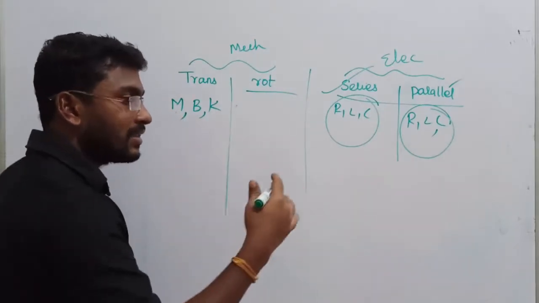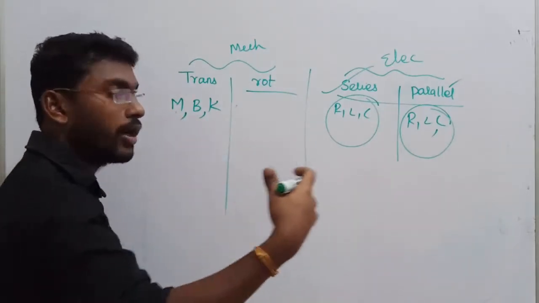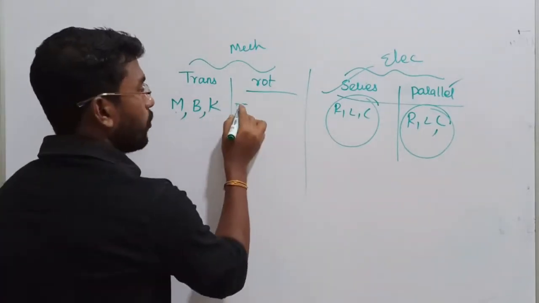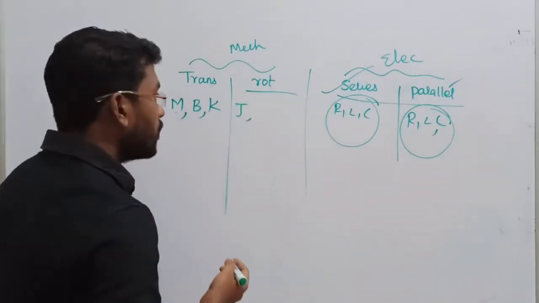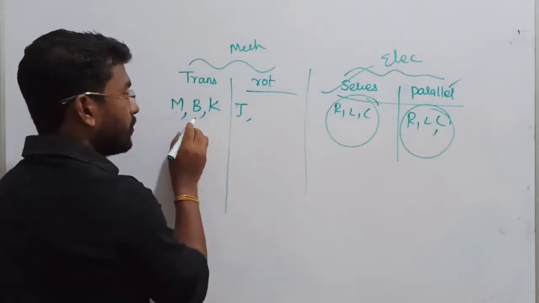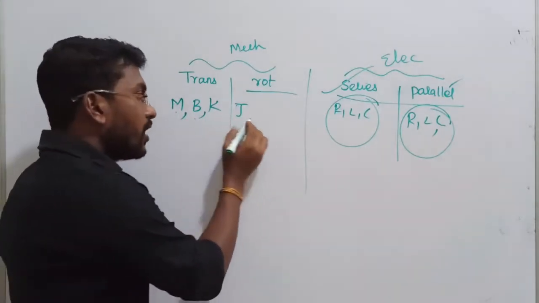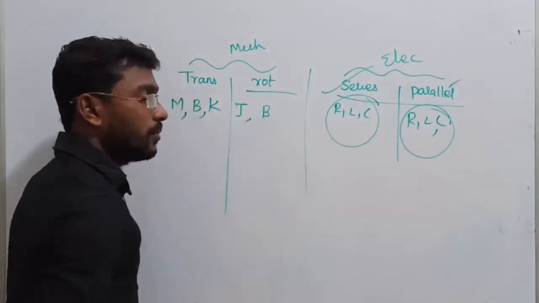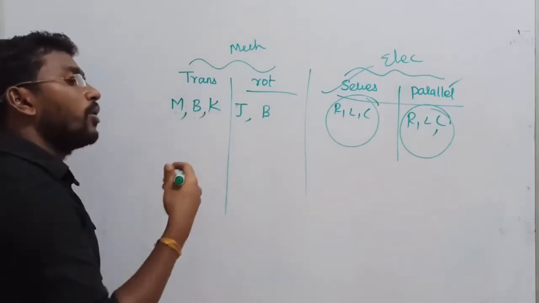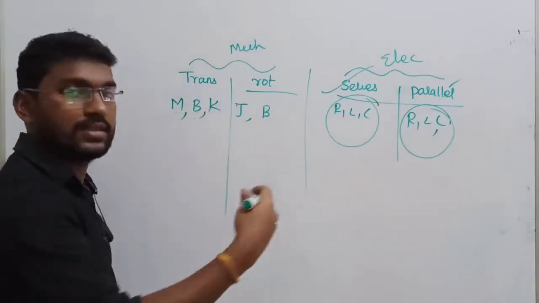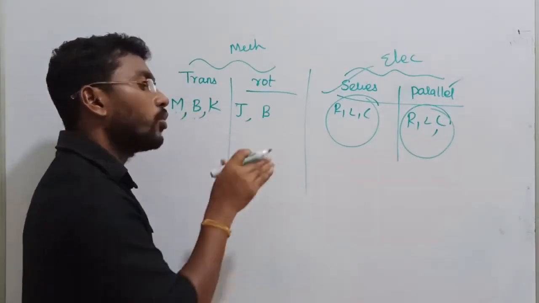Here in the translational system we are considering the mass of the body. In the rotation system we are considering the moment of inertia. Again, in the translational system we observe the damping coefficient. Here also we are going to observe the damping coefficient, but the difference is that this damping coefficient deals with the translation system, and this damping coefficient deals with the rotation system.